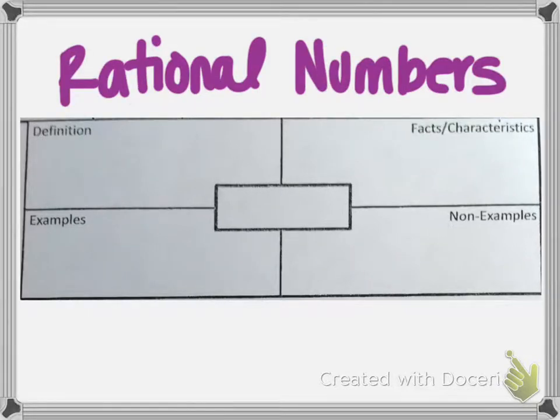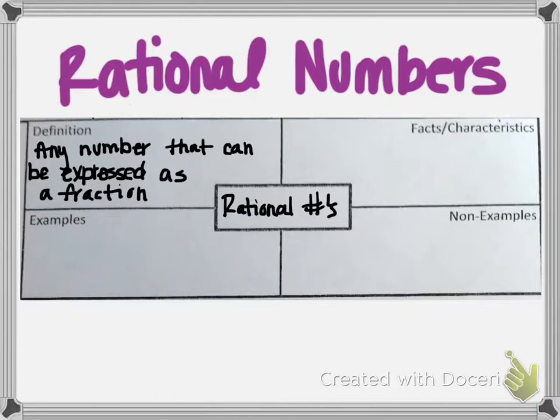The last thing that we are going to learn is rational numbers. So again, if the number is a natural number, it's also a whole number, which is also an integer, which is also a rational number. So if you're a rational number, you're going to have all of those characteristics. A definition of a rational number is any number that can be expressed as a fraction.